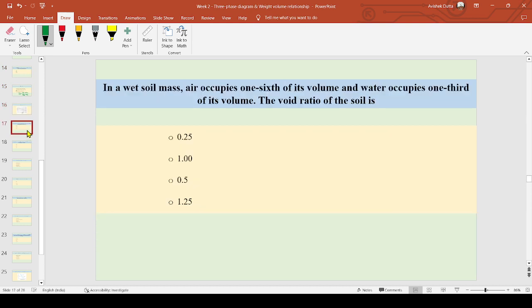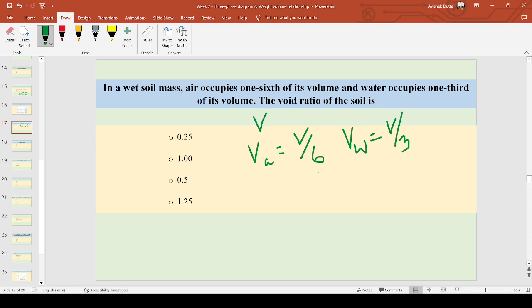In a wet soil mass, air occupies 1/6 of its volume and water occupies 1/3 of its volume. The void ratio is, what is the answer? Don't know. Okay. If air occupies 1/6 of its volume, let the total volume be V. So air occupies 1/6, that is VA, how much? V by 6. Water occupies 1/3, that is VW, how much? V by 3.